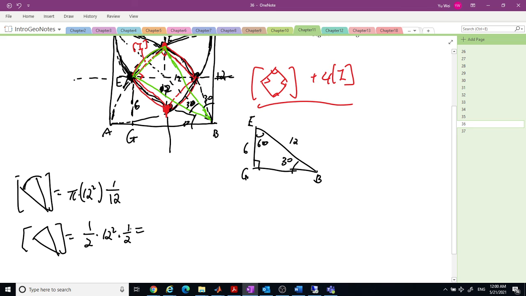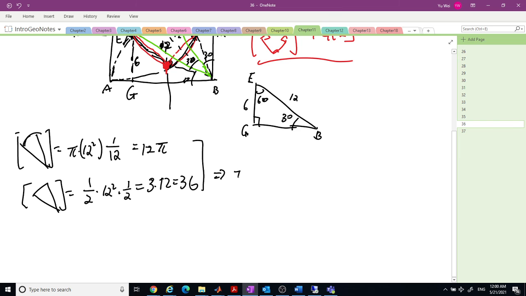Okay, so equals 3 times 12 equals 36. Okay, so this equals 12 pi. Now we can solve the 1, right? From here, you can know the area of the 1 is equal to 12 pi minus 36, which is equal to 12 times (pi minus 3). Okay, now we solve the 1.